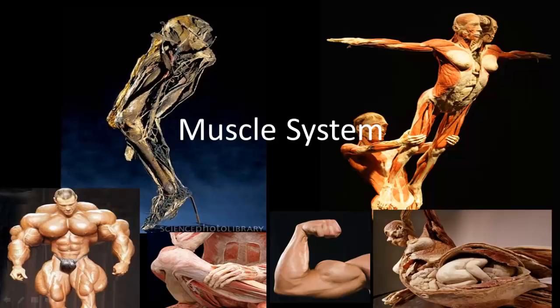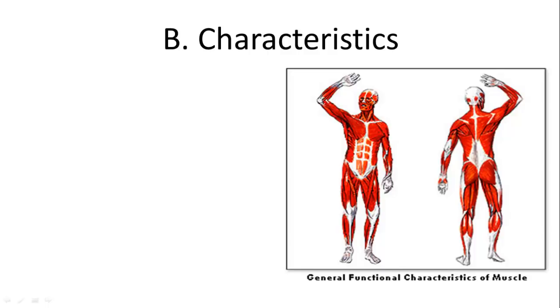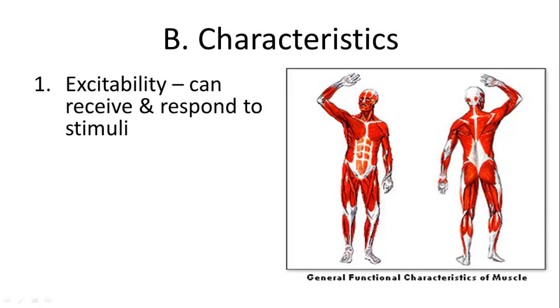So again, going back to our muscles, it is one of our four major categories of tissue. And its unique properties include that it is excitable. That means it can be triggered in response to signals sent by the nervous system. Mostly the nervous system. There are some actually excitable muscles which can act without the nervous system input.